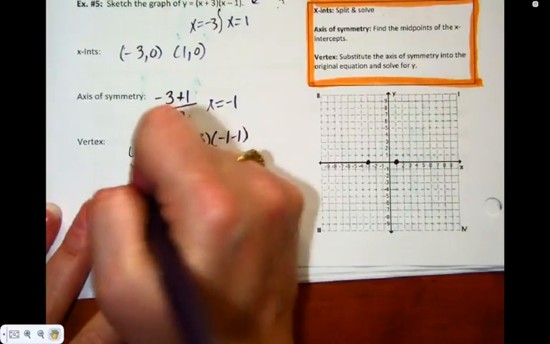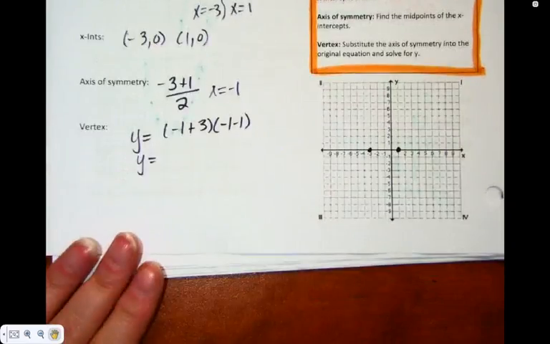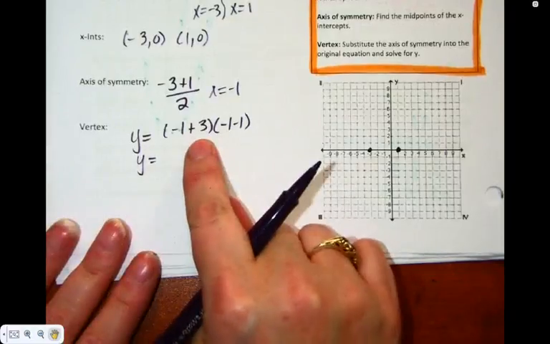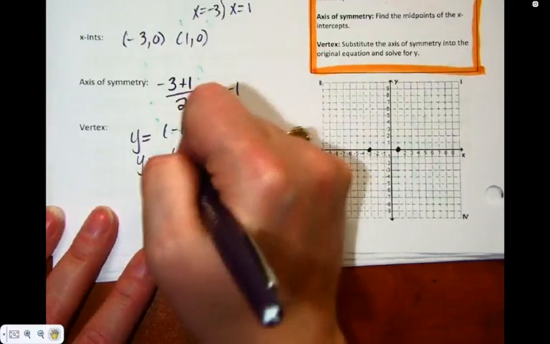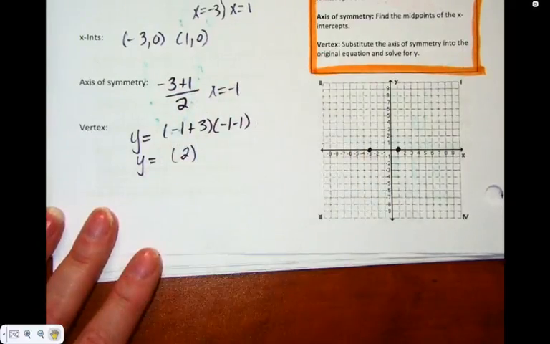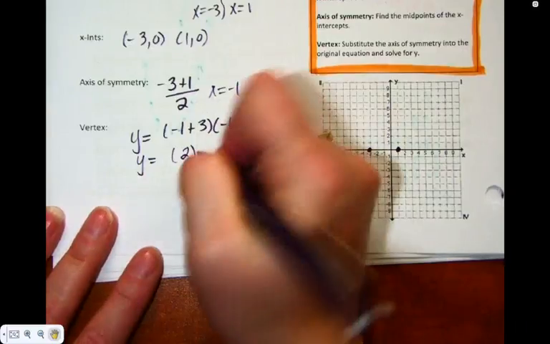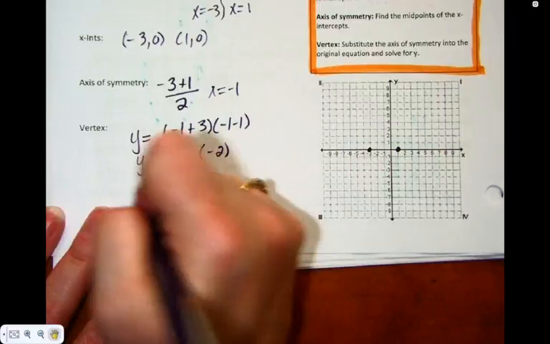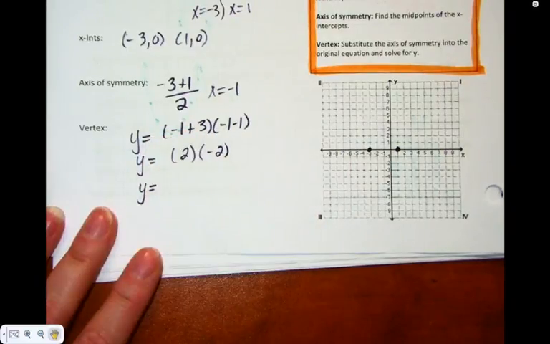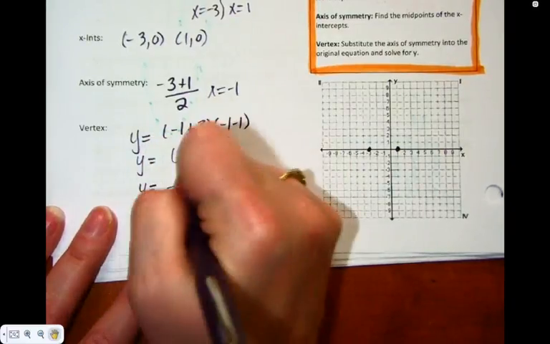Now I'm going to do some BEDMAS. Brackets are first. So the first set of brackets, I have -1 plus 3, which is 2. And the second bracket, I have -1 minus 1, which is -2. And then in BEDMAS, the multiplication comes next. So 2 times -2 is -4.